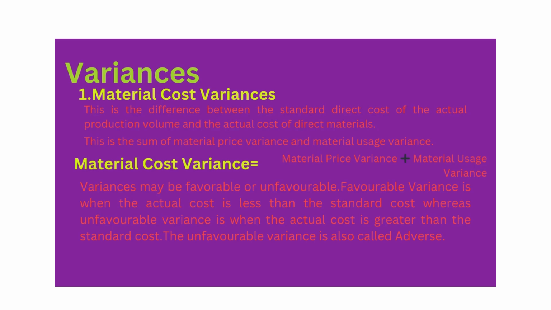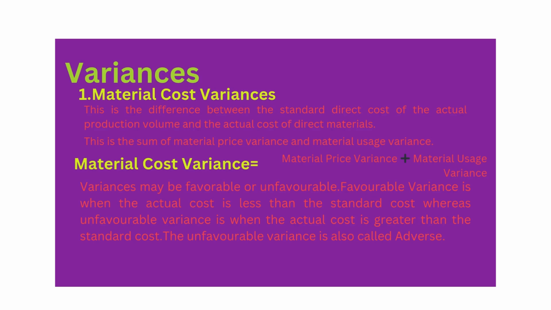Variances are subdivided into material cost variance, labor cost variance, and overheads variance. In overheads variance, we have the variable overhead, and we also have the fixed overhead. Variances may be favorable or unfavorable. Unfavorable variance is also called the adverse.